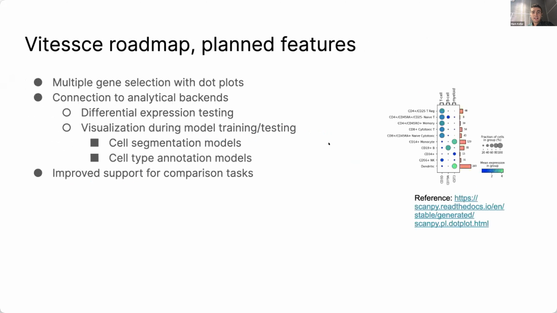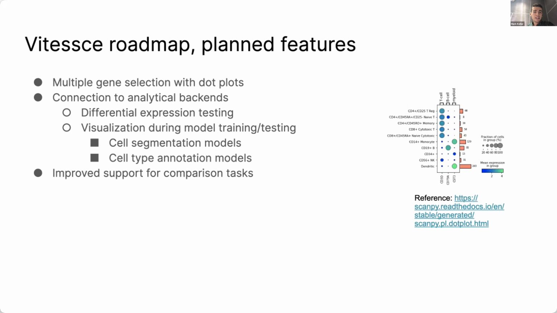Some features that we have planned are selection of multiple genes, and then plots for visualizing this multiple gene selection. For instance, the commonly used dot plot. We would like to have better support for analytical backends. So when you want to do differential expression in like a server side type of way, or you want to connect Vitessce to some machine learning model.